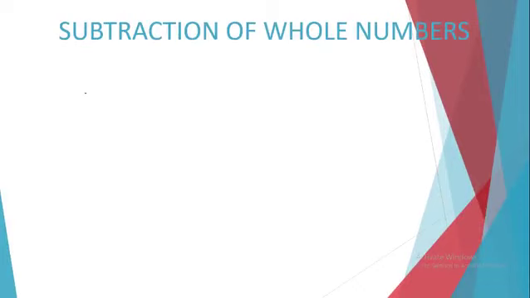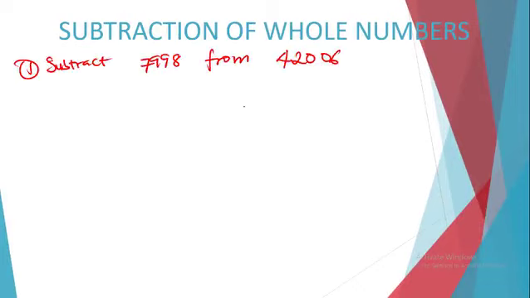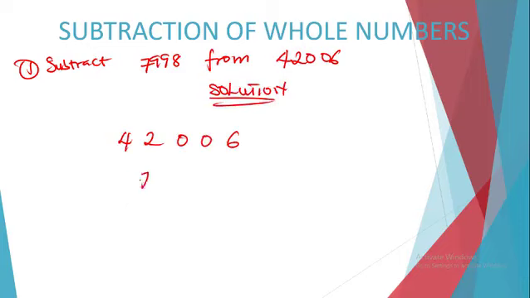Okay, let's go over to subtraction of whole numbers. It says subtract 7,998 from 42,006. Subtract 7,998 from 42,006. Let us start. We have 42,006, and then here we have 7,998. We have our minus sign. So for this we start with 6 minus 8.